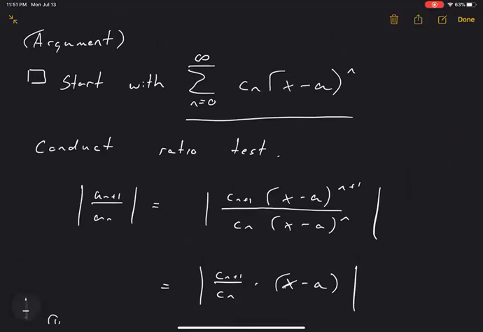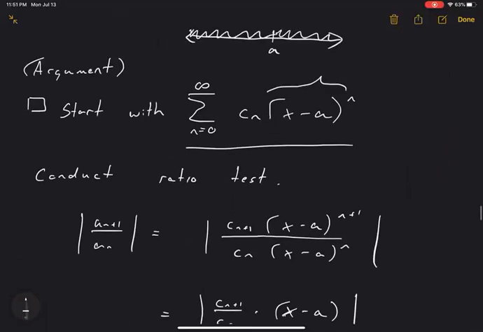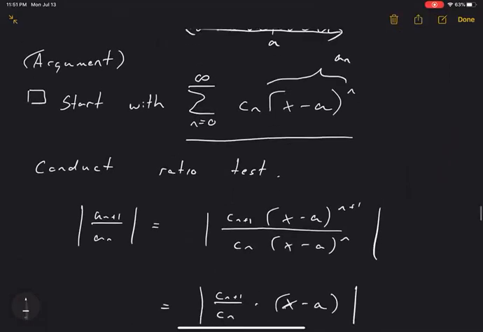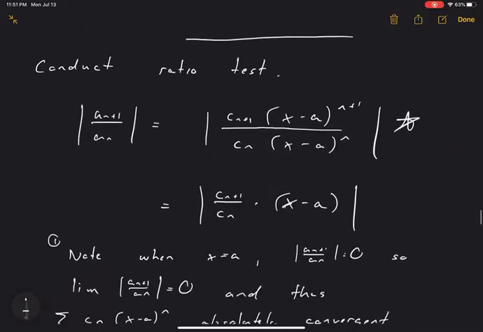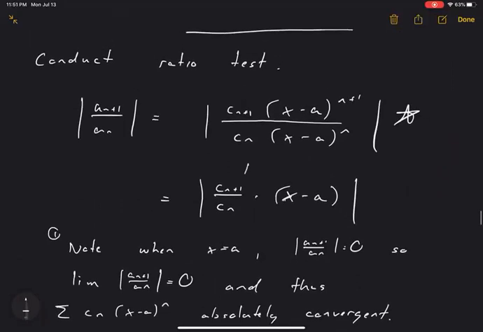Okay, so I need to find a sub n plus 1 over a sub n. We're going to call this whole thing our a sub n. So what's a sub n plus 1 over a sub n? That would be this. And let's simplify. When I simplify, I get the n plus 1th coefficient over the nth coefficient, and then these powers here cancel a lot, and I'm just left with x minus a. So I conduct the ratio test, and I get this thing. Now remember, the ratio test tells us different things based on what the limit of that is.